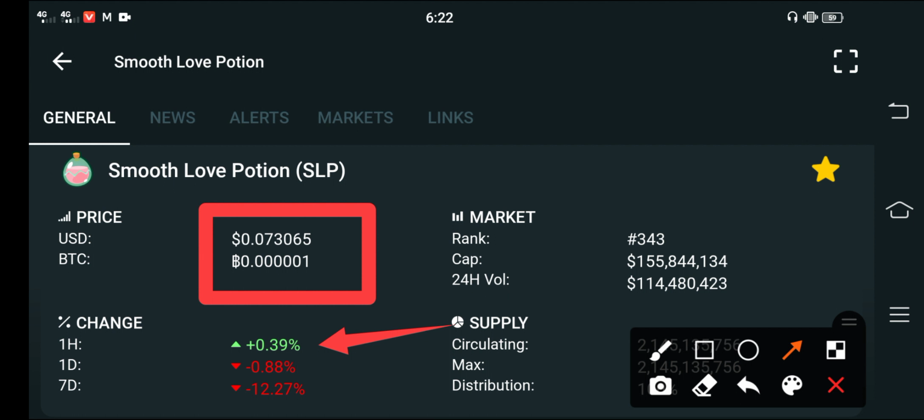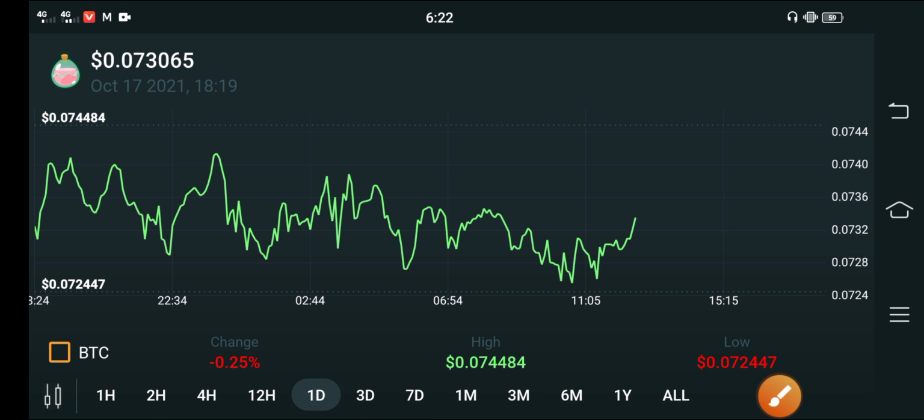But guys, don't worry, very soon these changes will become positive and they will give you profit, guys. Absolutely, my prediction about SLP is completely positive. I believe that for a long time, that's a long-term project.